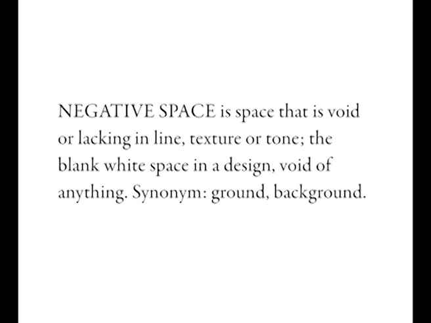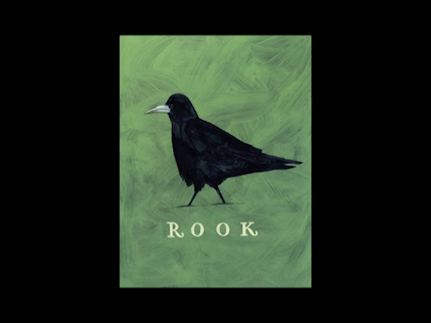But it is possible to have the positive space be black and the negative space be white, or the positive space white and the negative space black. Of course, you can have that. So here, in this case, the bird is the foreground or the positive space, and the green is the background or the negative space.